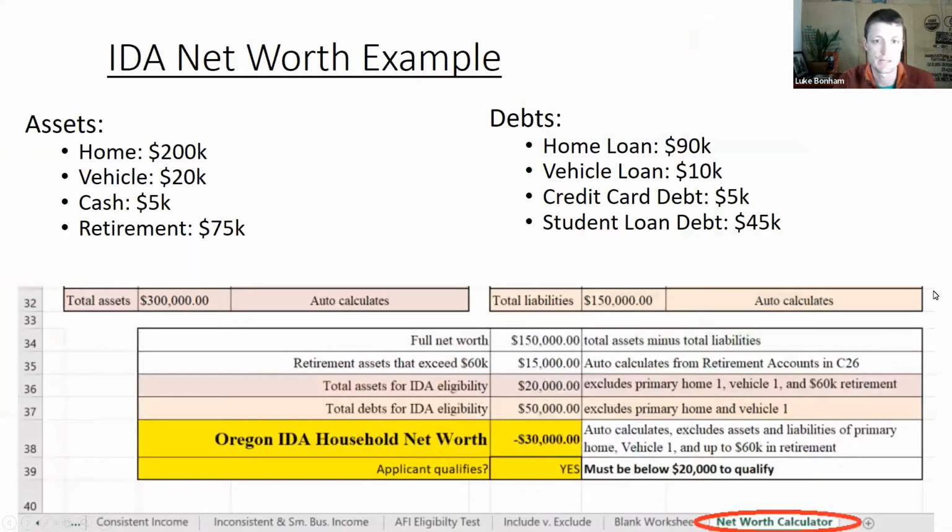For a net worth example, at the bottom, it'll auto-calculate the same way outcome tracker would calculate the IDA eligible net worth. In this example, the full net worth is $150,000. But when you exclude the assets and debts of the home and vehicle plus the retirement limit, which is what the calculations will do, the IDA eligible net worth drops to a negative $30,000.